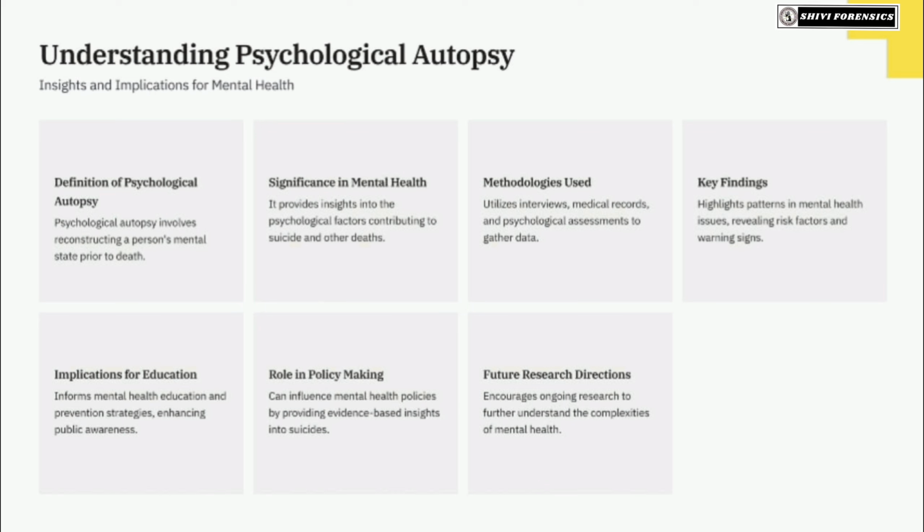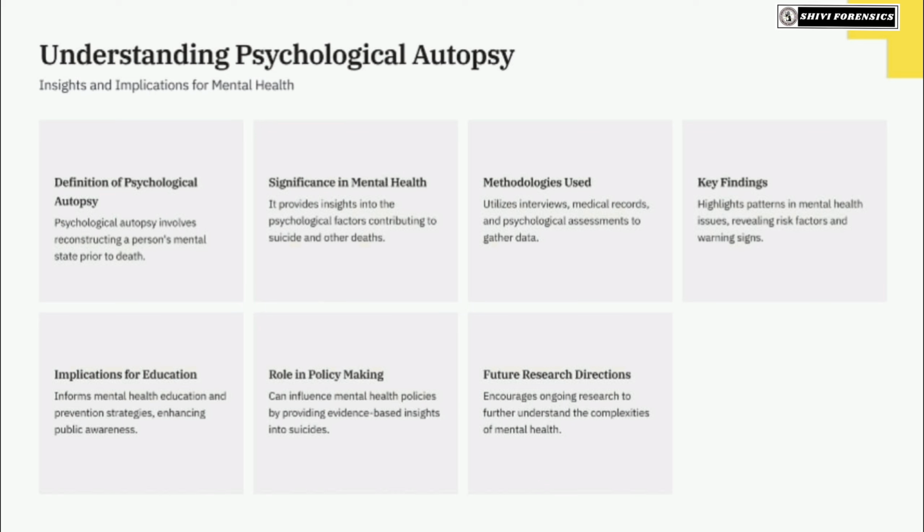Psychological autopsy systematically investigates the mental state before death to reconstruct the psychological profile. In simple words, if I describe it, psychological autopsy is the study of a person's mental health, behavioral health, conditions, and emotional state, understanding these so that we can also identify the reasons why a person conducts suicide. What are the situations, what are the circumstances, and what are the conditions of it? Then let's move forward. What is the purpose of it?